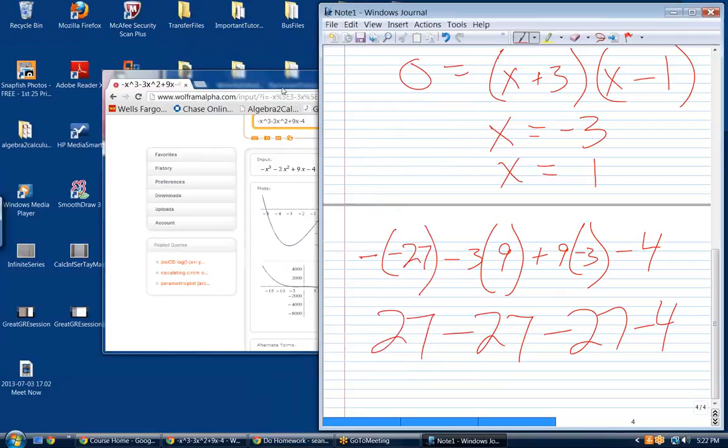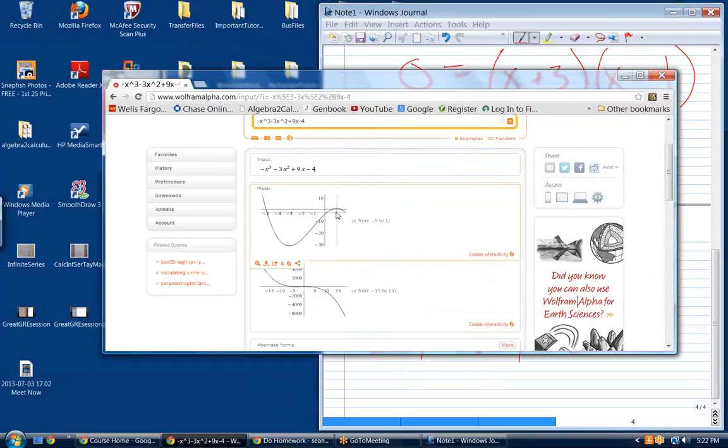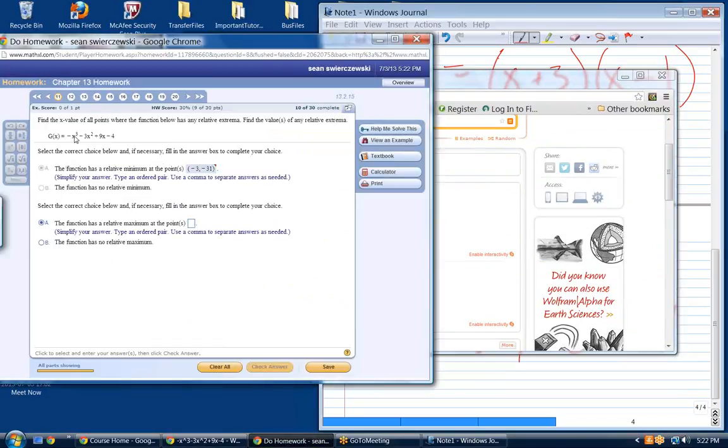We can see what this maximum is. It looks like we know it's 1. We just don't know the y value. So when it's 1, we have -1 minus 3. That's -7 plus 9. That's +2 minus 4 should be -2. So this should be 1 comma -2.